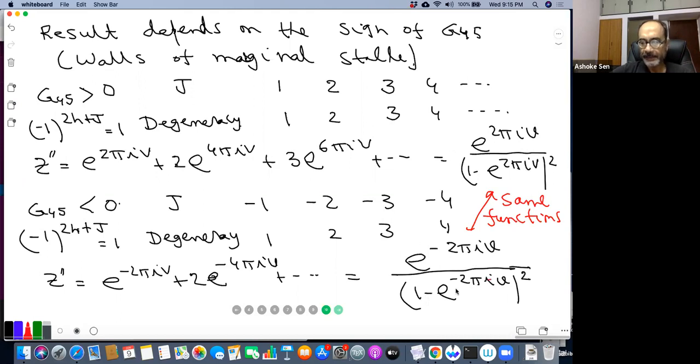So this is something we should keep in mind. Even though we'll write down one partition function, they have different interpretations in different domains in the moduli space.